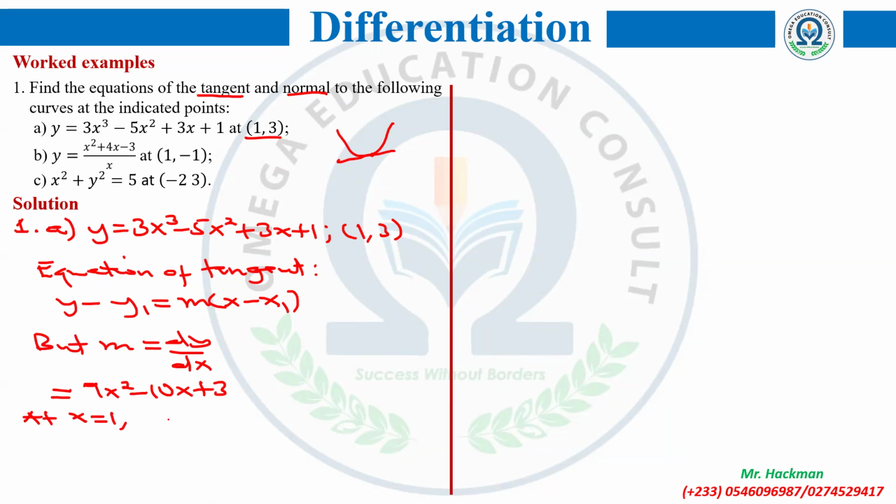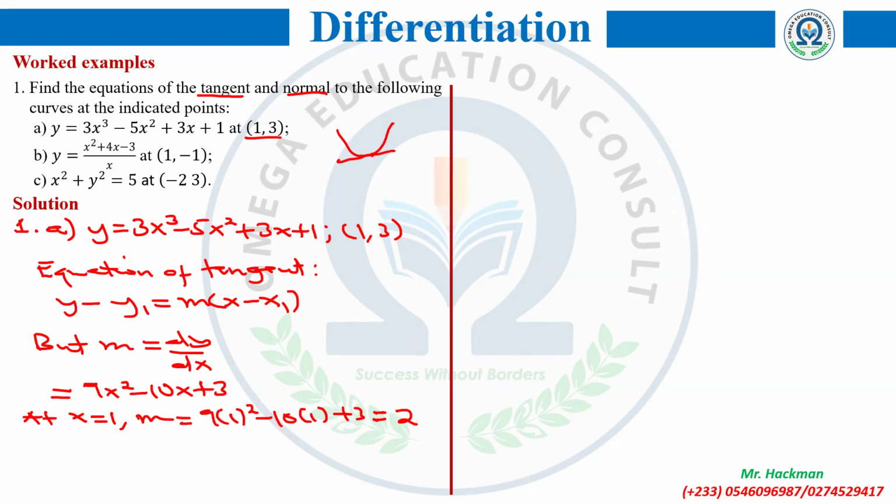So your gradient, which is m, or your dy/dx, will be equal to 9 into 1 squared minus 10 into 1 plus 3. Do you agree? Which will give us 9 minus 10, which is minus 1, then plus 3. So that will give us 2. All correct?